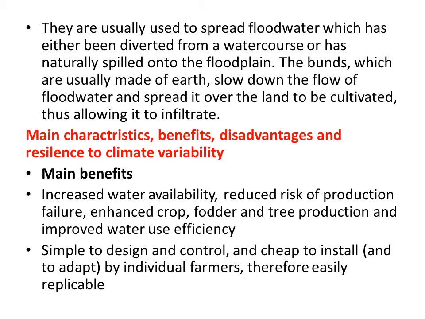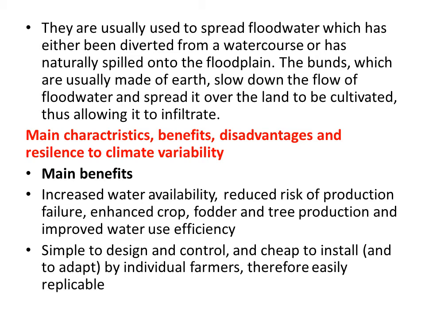Main characteristics, benefits, disadvantages, and resilience to climate variability. Main benefits are increased water availability, reduced risk of production failure, enhanced crop, fodder and tree production, and improved water use efficiency. The main benefits of microcatchment water harvesting are increased water availability, reduced risk of production failure, enhanced crop, fodder and tree production, and improved water use efficiency.